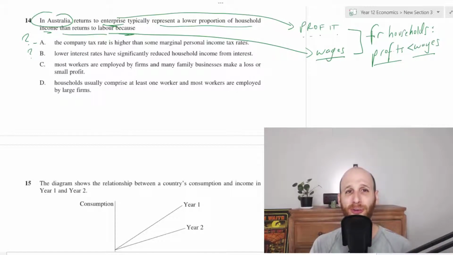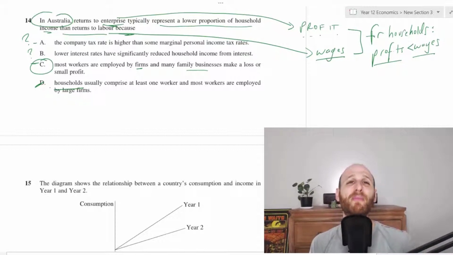Most workers are employed by firms and many family businesses make a loss or small profit. I'm really feeling this response. This seems like a reason why most households would earn more of their income from wages than profits. Or D, households usually comprise at least one worker and most workers are employed by large firms. Now that's incorrect. Most workers are employed by small firms. So here, the most likely response is C.